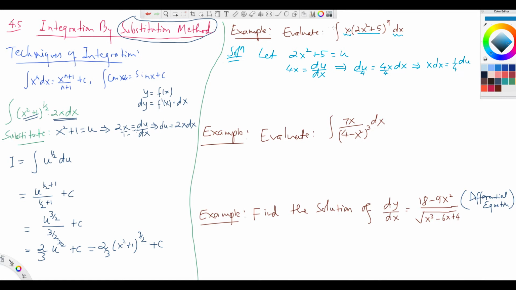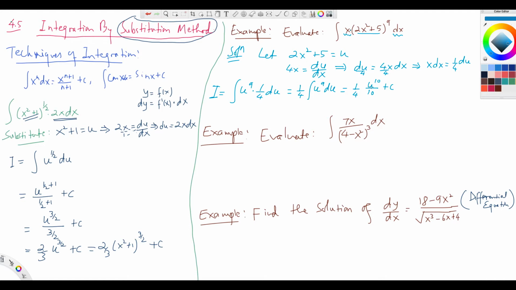Let us denote the integral by I. Therefore, the integral I equals u to the 9 times x dx, which is basically 1/4 du. You see that? Now this 1/4 is a constant, so I can pull it out: 1/4 times the integral of u to the 9 du. Since u and du match, now you can use the power rule. So it is 1/4 u to the 10 over 10, plus c.